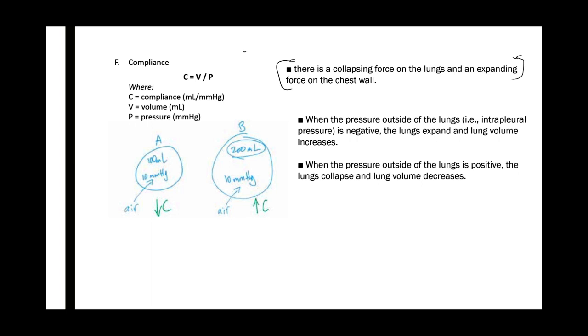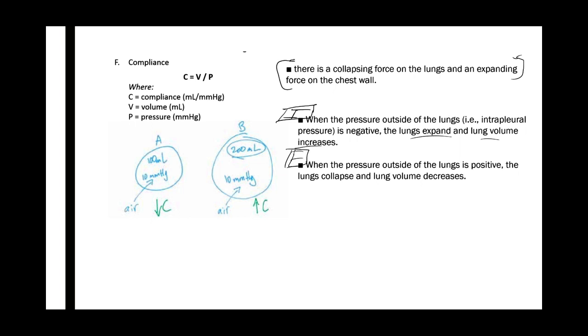So this first little bullet here would be describing inspiration. When the pressure outside the lungs is negative, the lungs expand and the lung volume increases. This would be describing expiration. When the pressure outside the lungs is positive, relatively, the lungs collapse and the lung volume decreases. Yeah, I think that's right.